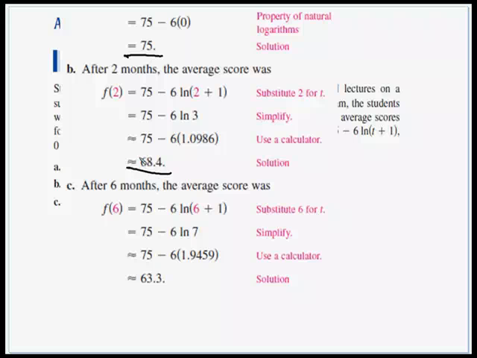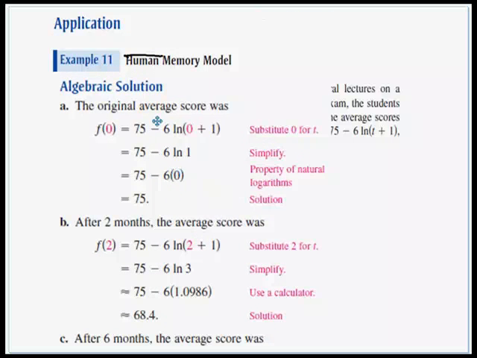Scores dropped a little. After 6 months, we plug in 6 for the variable x. So 6 plus 1 is 7. The ln of 7 is 1.9, times 6, and we subtract that from 75. Now the scores dropped about 5 more points. We went from a 68.4 to a 63.3. As time passes, you're not going to remember as much. It just makes sense. And the best way to model this type of graph is with a logarithm.